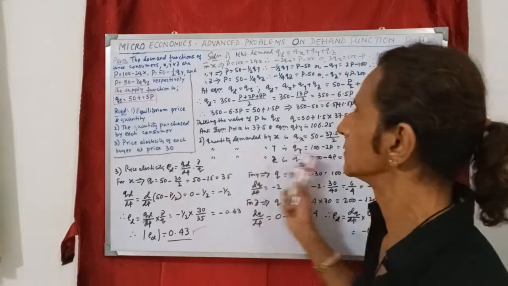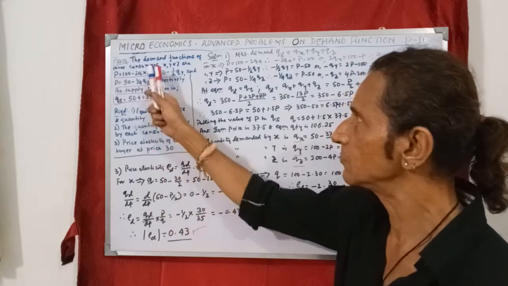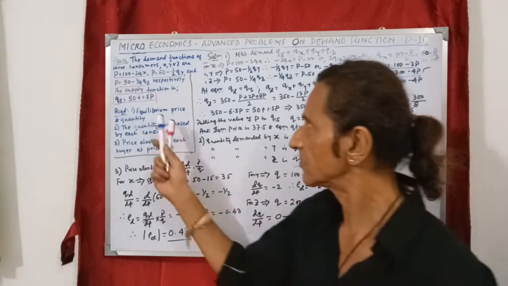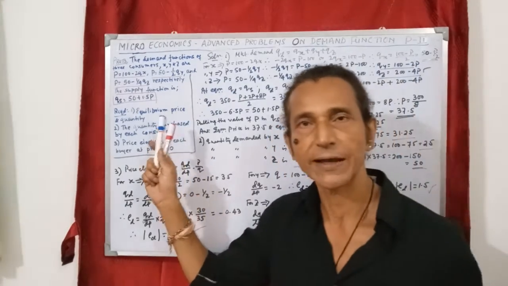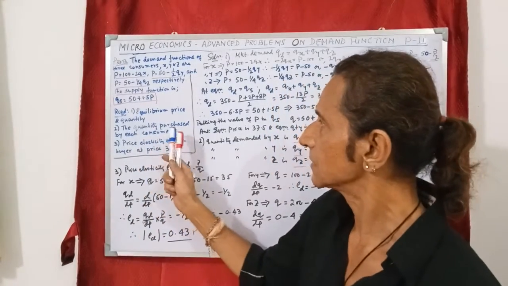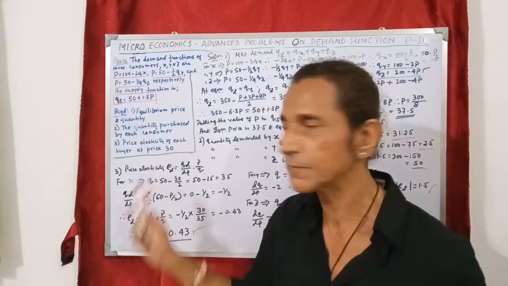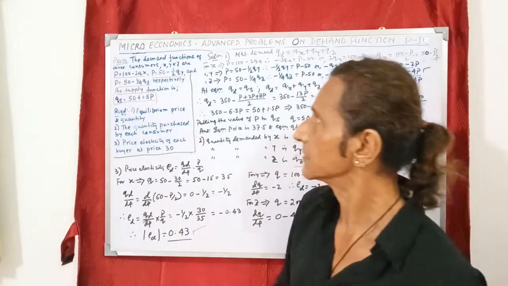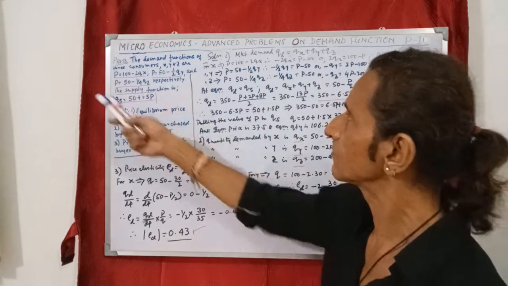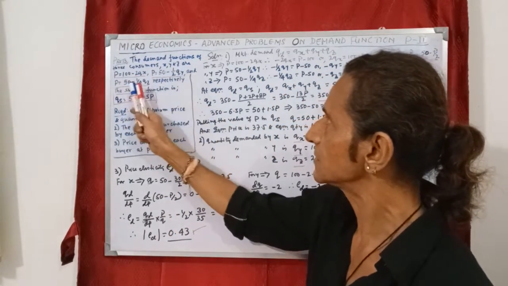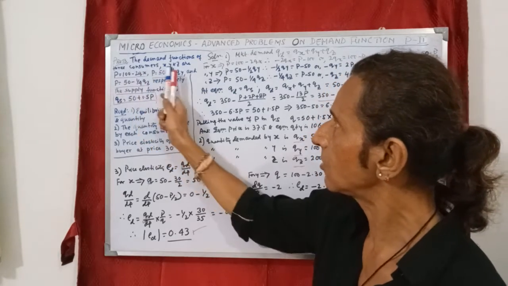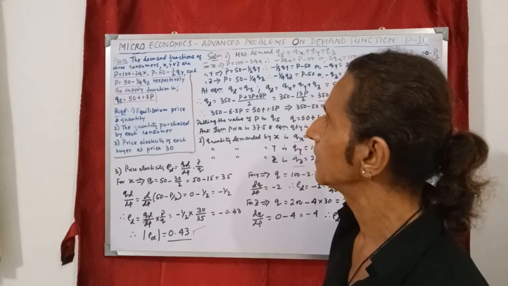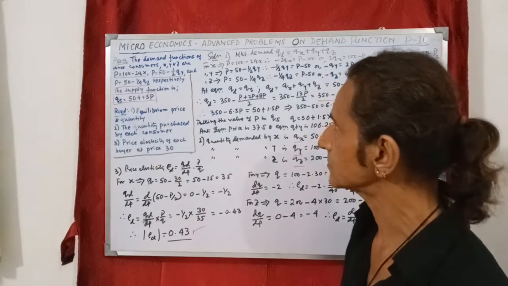So here we have solved this inclusive numerical problem. The problem has three parts. We have to find out the equilibrium price, that is the market price, and quantity. Second, the quantity purchased by each consumer. And third, the price elasticity of each buyer at price 30. And what information is given? Individual demand functions are given. These are all inverse demand functions of individuals X, Y and Z, and the supply function is given.